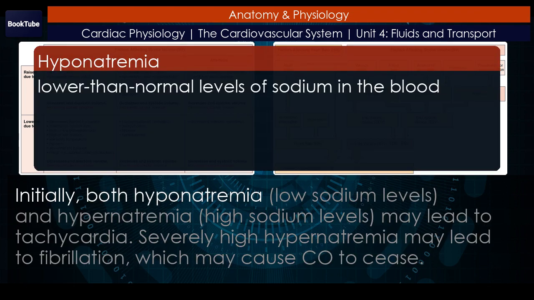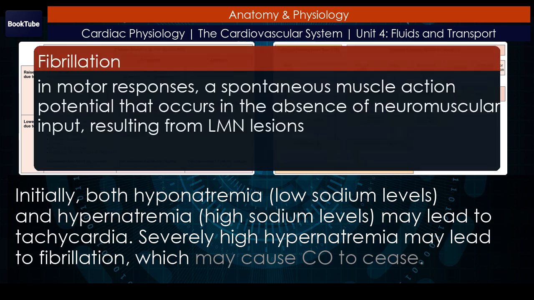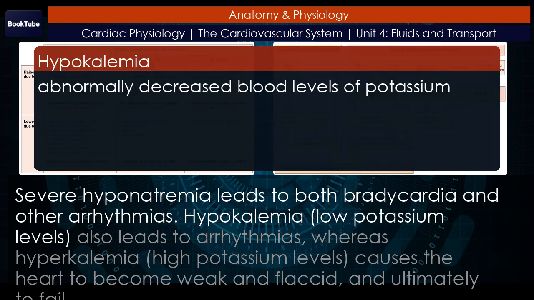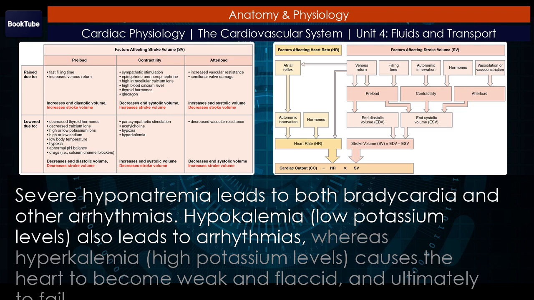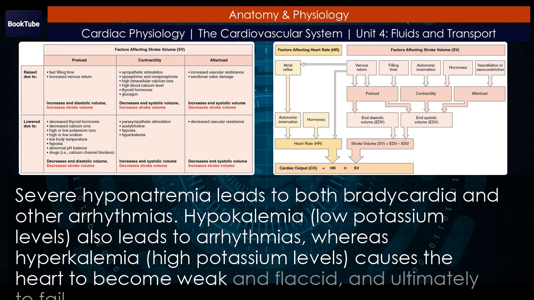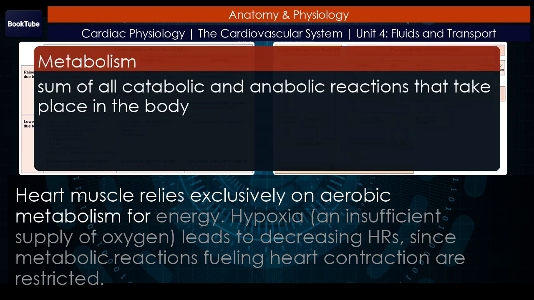Initially, both hyponatremia, low sodium levels, and hypernatremia, high sodium levels, may lead to tachycardia. Severely high hypernatremia may lead to fibrillation, which may cause CO to cease. Severe hyponatremia leads to both bradycardia and other arrhythmias. Hypokalemia, low potassium levels, also leads to arrhythmias, whereas hyperkalemia, high potassium levels, causes the heart to become weak and flaccid, and ultimately to fail. Heart muscle relies exclusively on aerobic metabolism for energy.